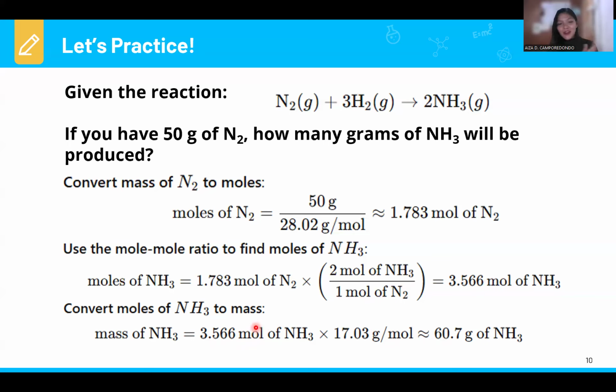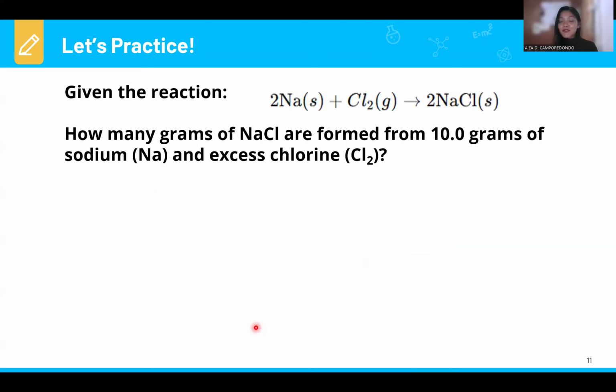Okay, so we're done with one problem. Let's proceed to another problem. Given the reaction, 2 moles of sodium is added to 1 mole of chlorine, which produces 2 moles of sodium chloride. How many grams of sodium chloride are formed from 10.0 grams of sodium and excess chlorine?